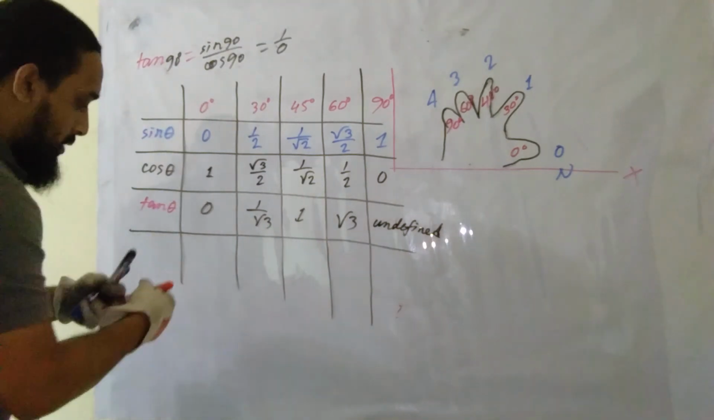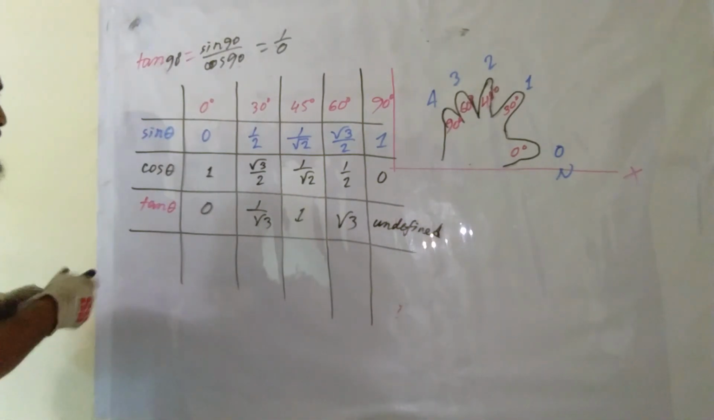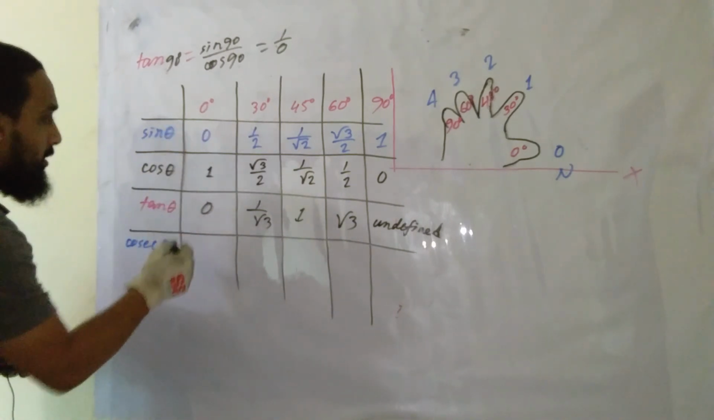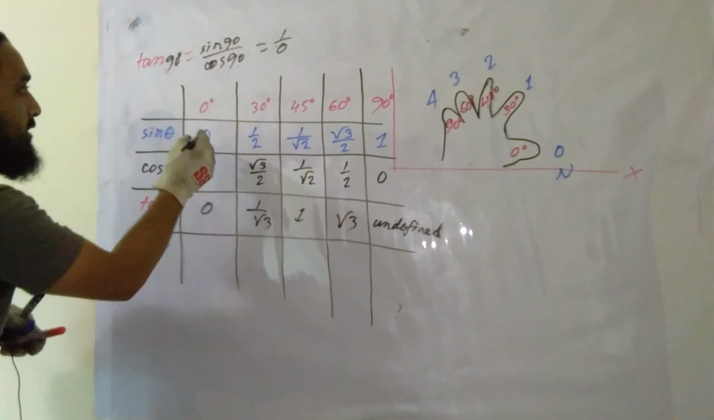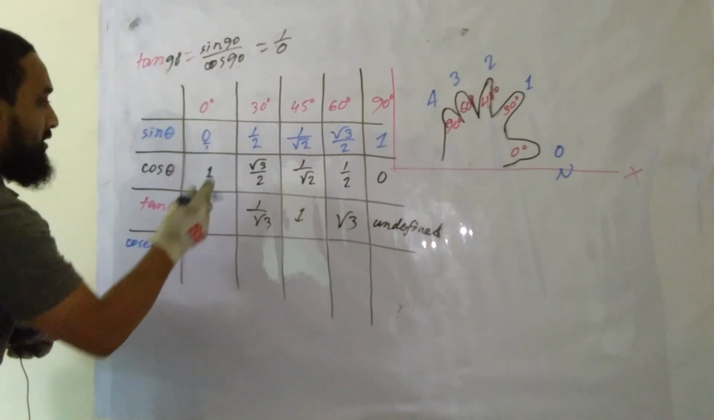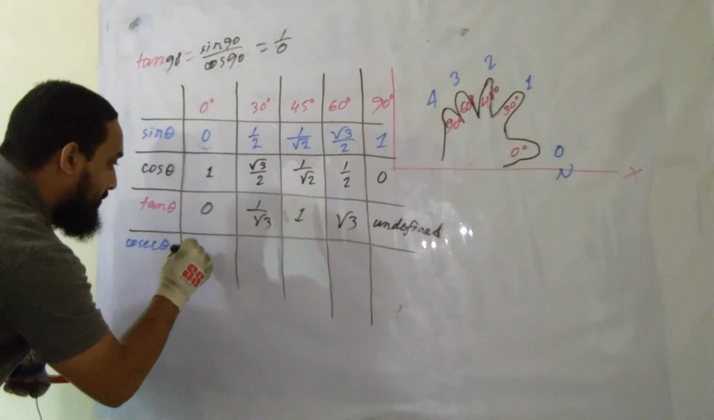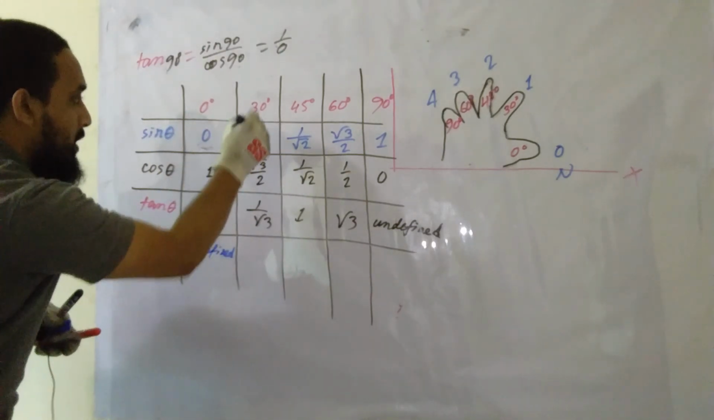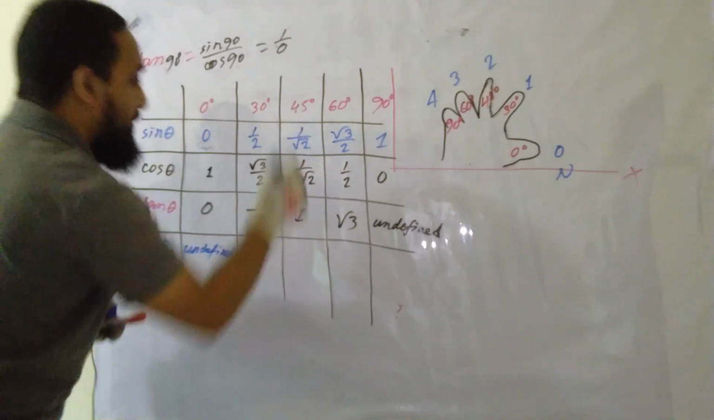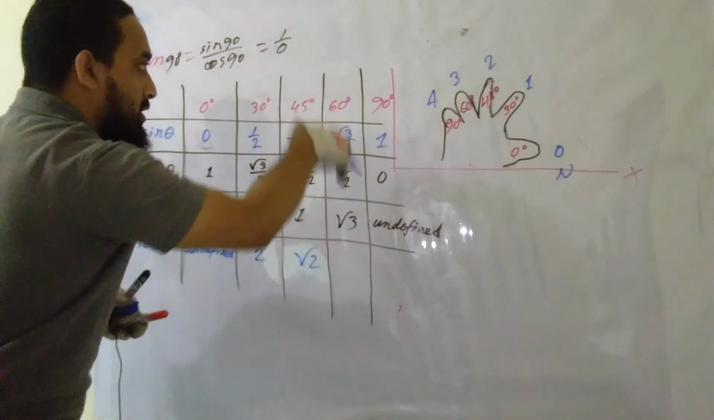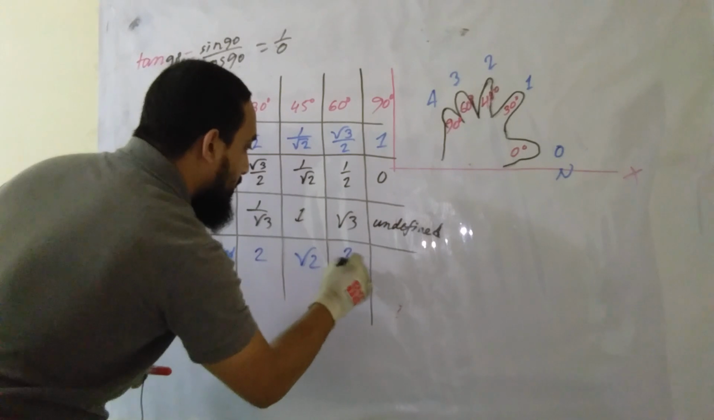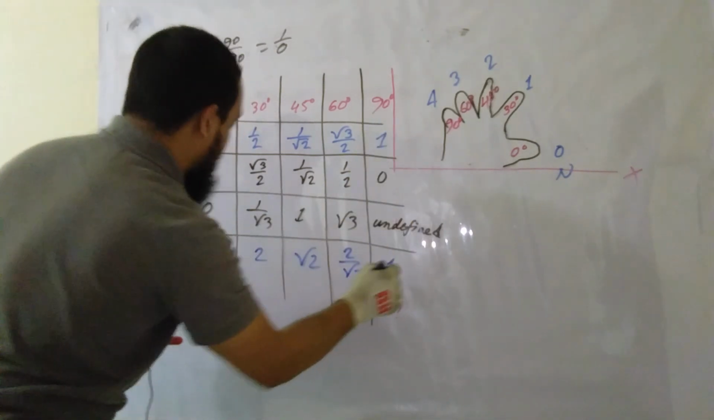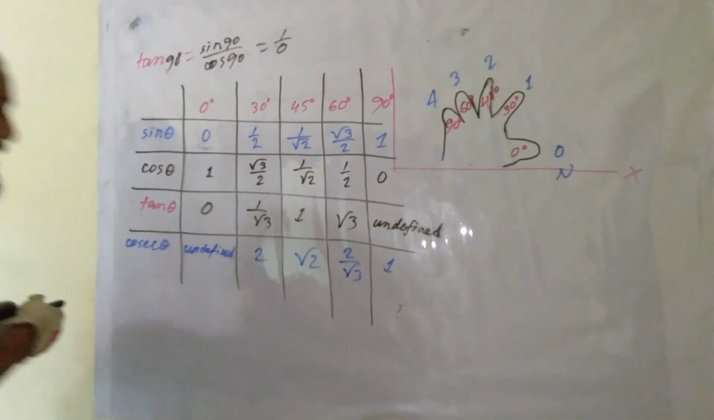Now look, for the rest, suppose we're going to write cosec theta. Cosec theta, look, 0, inverse of 0. That means there is a 1 below it. So 1 divided by 0, something divided by 0, undefined. This one is going to be 2 divided by 1. So root 2 divided by 1, that means root 2, just reciprocal. 2 divided by root 3. And reciprocal of 1 is 1. Okay, go for the next one.